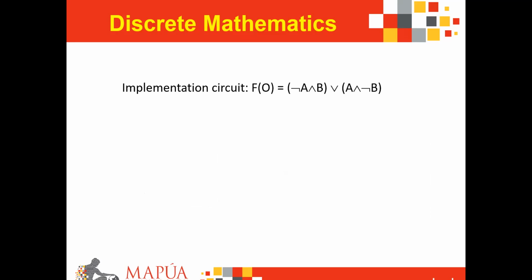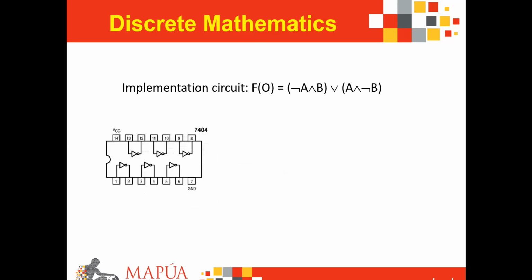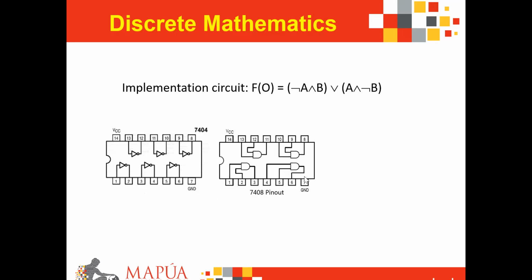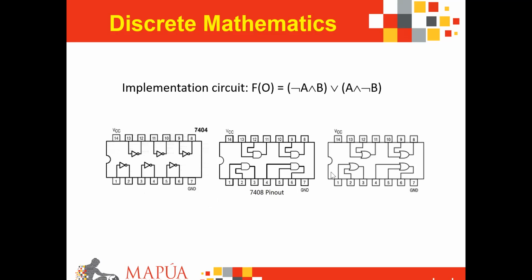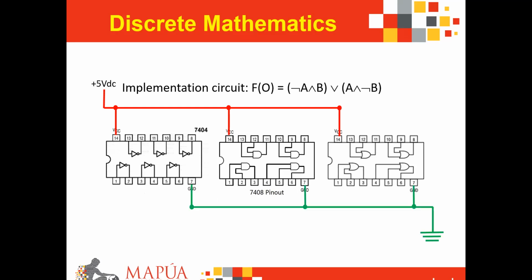If we then implement this particular Boolean function, I would require a 7404, which is a NOT gate IC, a 7408, which is an AND gate IC, and a 7432, which is an OR gate IC. And remember, in order for them to operate, you need to connect all pin 14s of these ICs to a 5-volt DC supply, and then all pin 7s to ground.